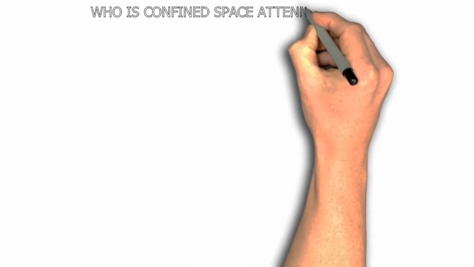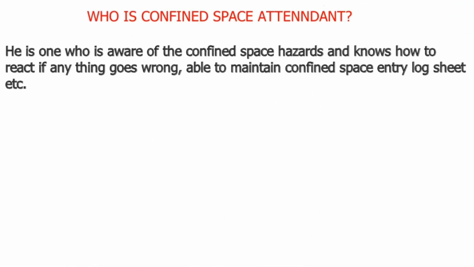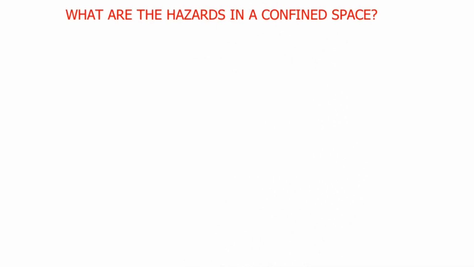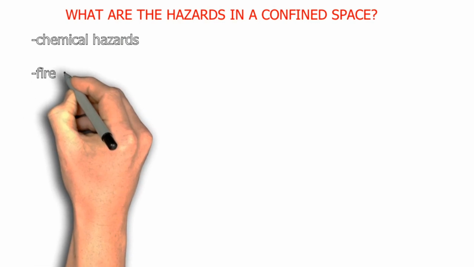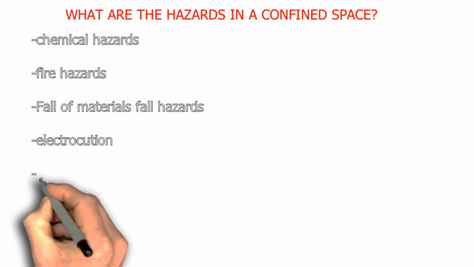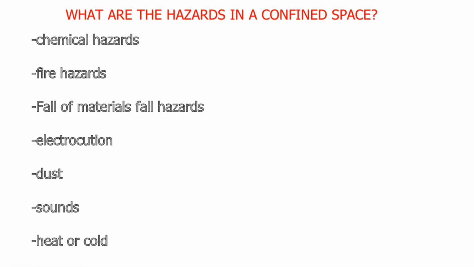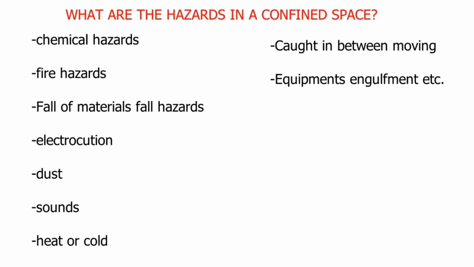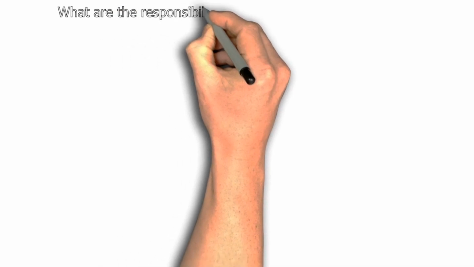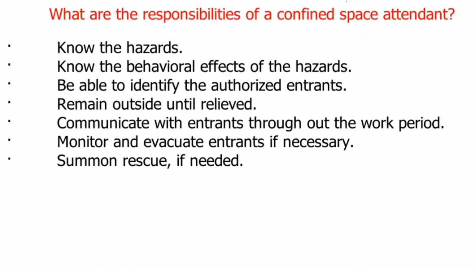Who is a confined space attendant? He is one who is aware of the confined space hazards and knows how to react if anything goes wrong, able to maintain confined space entry log sheet, etc. What are the hazards in a confined space? Chemical hazards, fire hazards, fall of materials, fall hazards, electrocution, dust, sounds, heat or cold, caught in between moving equipment, engulfment, etc.